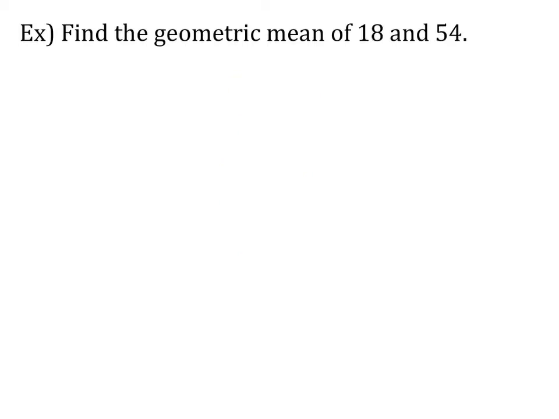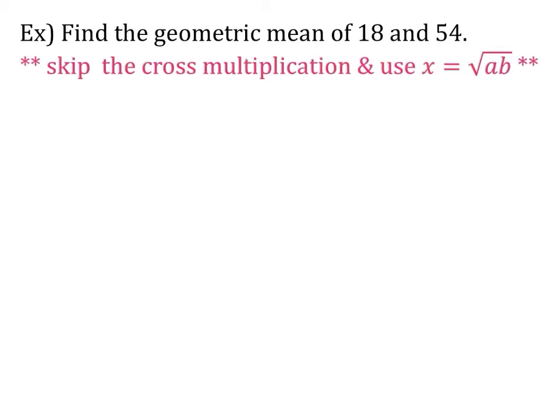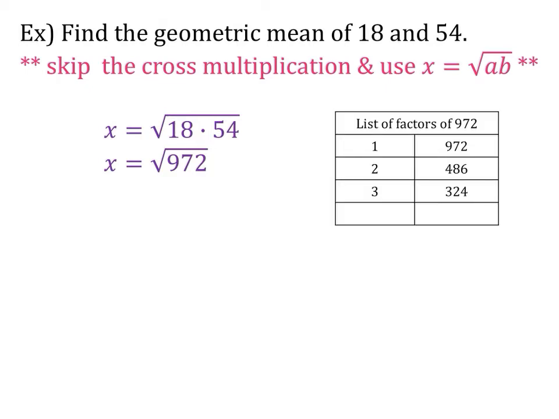All right, let's find the geometric mean of 18 and 54. Now, since geometric mean ultimately results in the square root of the product of these two values, it's possible for you to skip the cross multiplication and get straight to that step of x equals the square root of a times b. So we end up with the square root of 18 times 54, which is the square root of 972, which is not perfect. So we need to start a list of factors of the value that's not perfect under the radical until we find the largest perfect square.